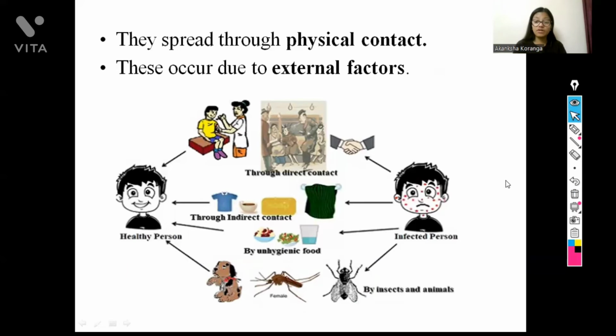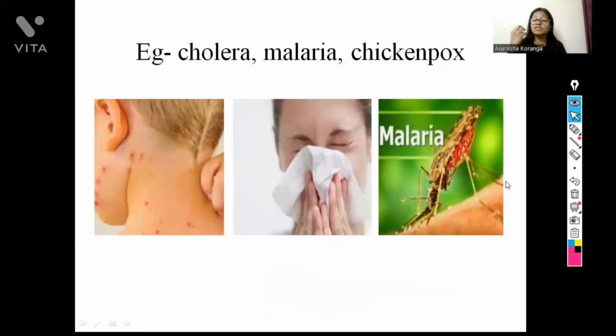Now coming to our next point, these are certain examples of infectious diseases. First was the common cold that we discussed in the earlier pictures. Second is cholera. What happens in cholera is there is severe dehydration in our body, and our body suffers from diarrhea, and there is very much water loss.